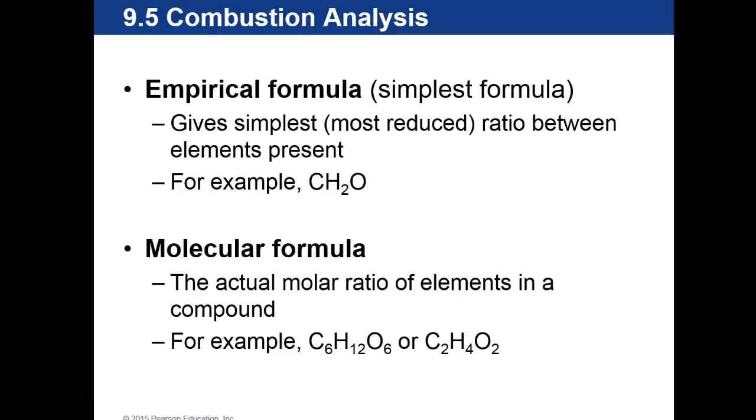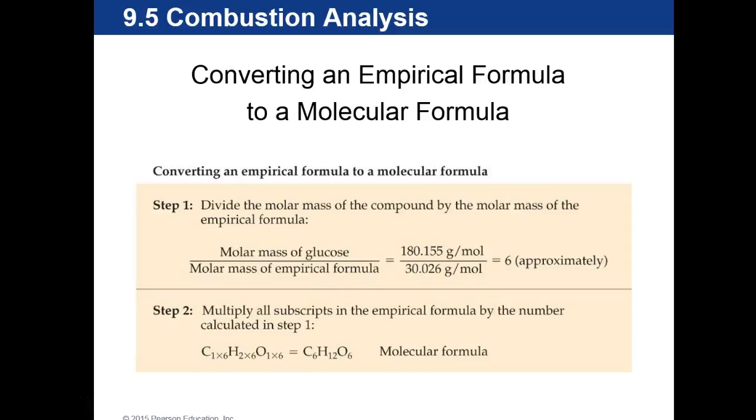The molecular formula is the actual molar ratio of elements in a compound, for example, C6H12O6 or C2H4O2, okay? To convert an empirical formula to a molecular formula, first we divide the molar mass of the compound by the molar mass of the empirical formula. So the molar mass of glucose is 180.155 grams per mole, and the molar mass of the empirical formula is 30.026 grams per mole. We multiply all of the subscripts in that empirical formula by the number calculated in step 1, which is what we did earlier.